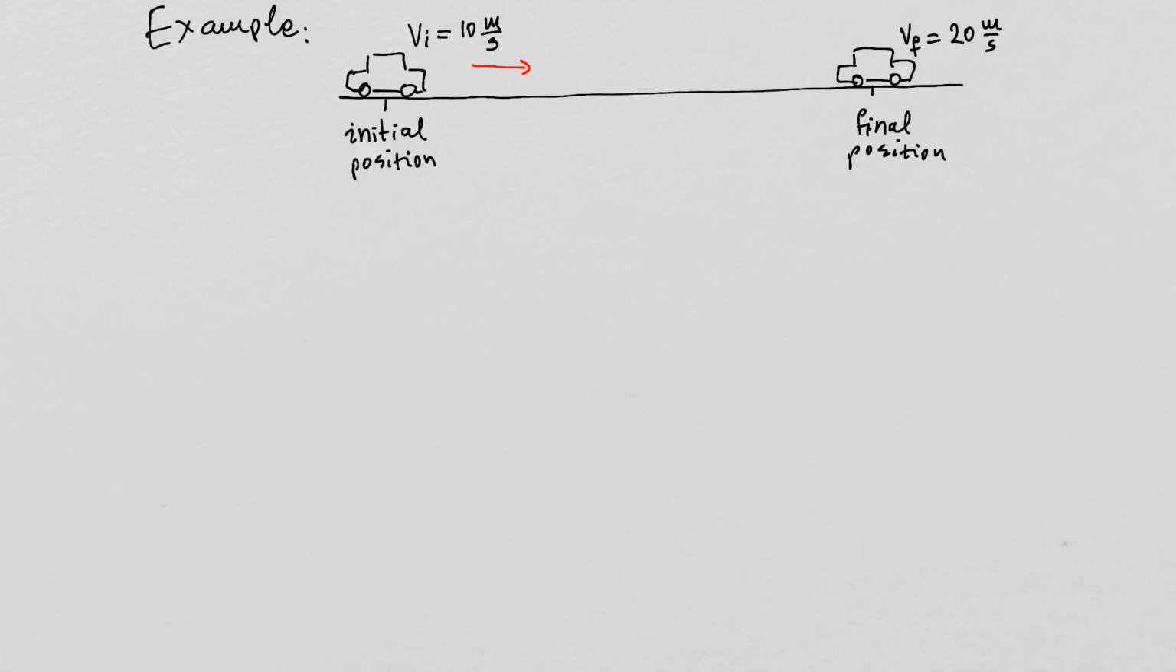And then I also measured the time that it took the car to get from the initial position to the final position. That is the elapsed time, t, which is equal to 5 seconds. Okay, so now I can use the definition of acceleration that I discussed on the previous page to calculate the acceleration of this moving car.